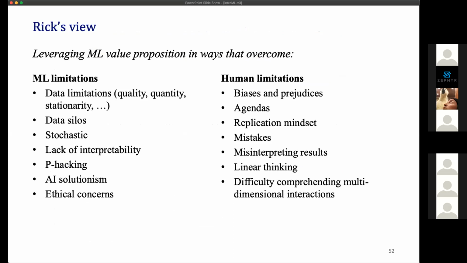The machine certainly has limitations. There are a lot of data limitations: the quality, the quantity, the stationarity, which I'm going to show you an example of in just a moment, and accessibility of the data. Some of our biggest challenges with machine learning is not that the data are not there, but gaining access to them where they're locked up behind a lot of walls.